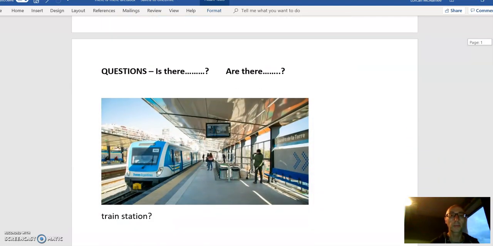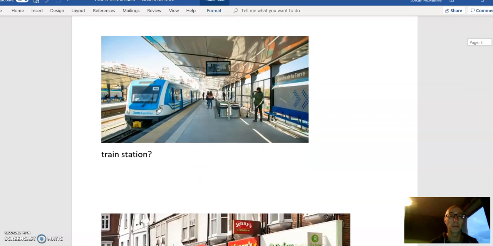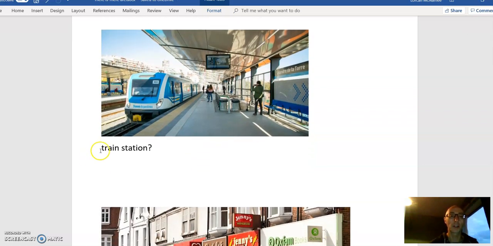Let's look at some questions. To make the questions, we have to use is there or are there. So, for example, train station. Is there a train station? Remember, if we have one thing, we have to use a. Don't forget the a. Is there a train station?